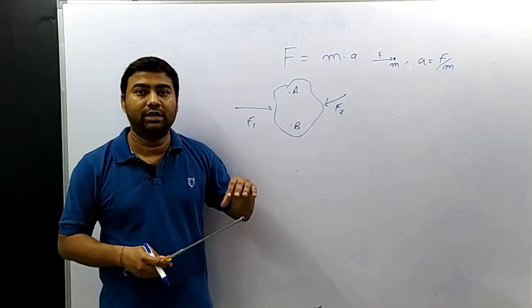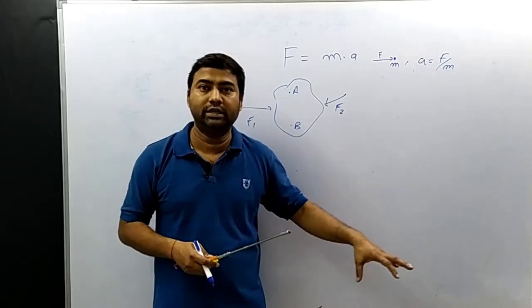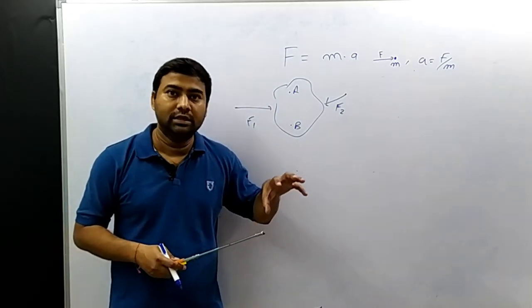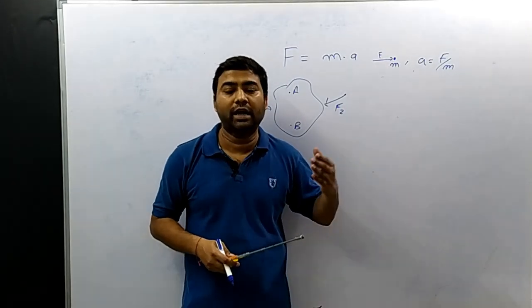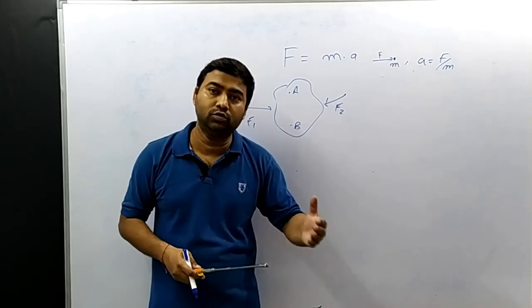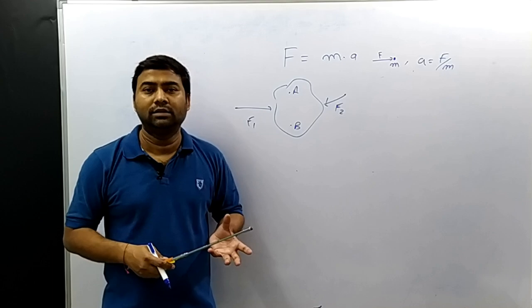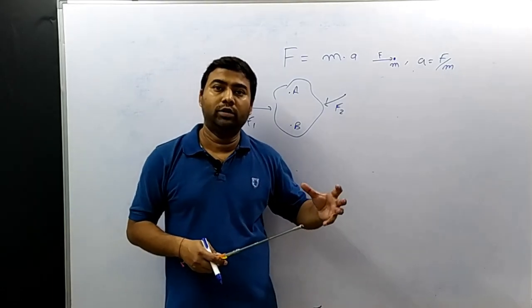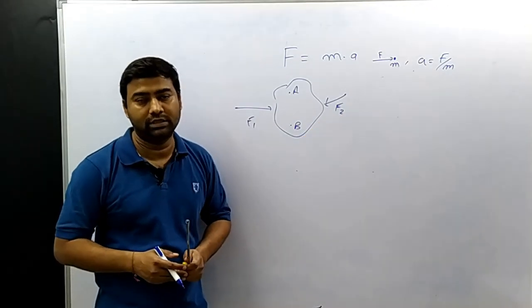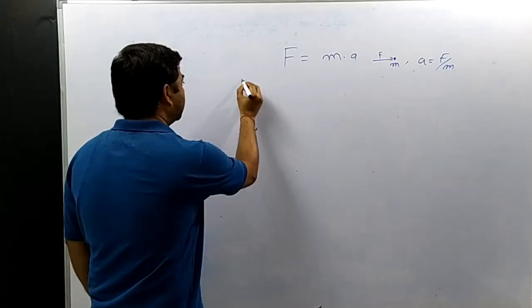A few years after Newton, Euler introduced the concept of continuum mechanics for rigid bodies, where he gave laws of motion analogous to Newton's laws, derived from Newton's laws, but slightly modified so that they can be used for rigid bodies, real bodies, instead of point masses. So, Euler's laws of motion, first law of motion.